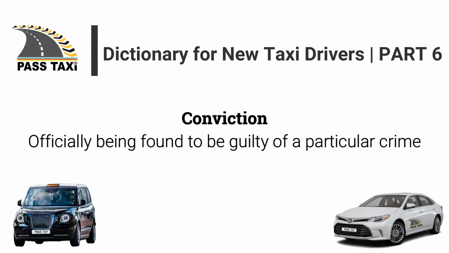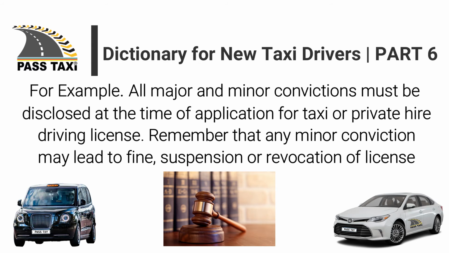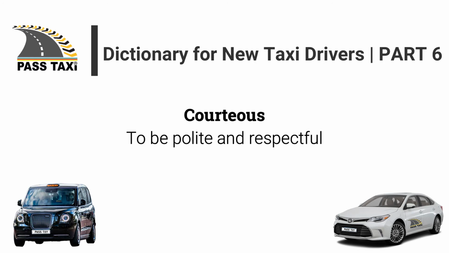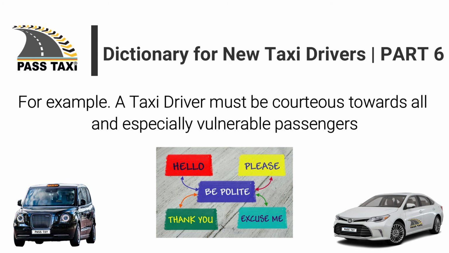Conviction. Conviction is to officially be found guilty of a particular crime. For example, all major and minor convictions must be disclosed at the time of application for taxi or private hire driving license. Remember that any minor conviction may lead to fine, suspension, or revocation of license. Courteous. To be courteous is to be polite and respectful. For example, a taxi driver must be courteous towards all, and especially vulnerable passengers.